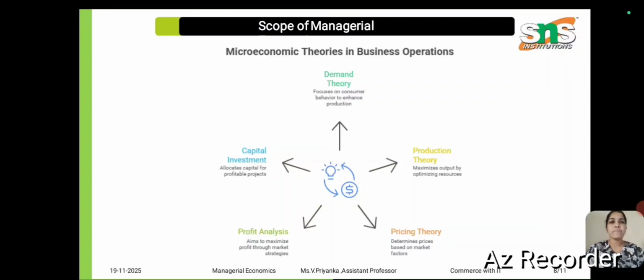The scope includes demand theory, production theory, pricing theory, profit analysis and capital investment. Demand theory focuses on consumer behavior to enhance production. The next one is production theory, which maximizes output by optimizing resources. Pricing theory determines price based on market factors. The next is profit analysis, which aims to maximize profit through market strategies. The last one is capital investment, which allocates capital for profitable projects. So in every business, the business people must know these theories. So these are the scope of managerial economics.